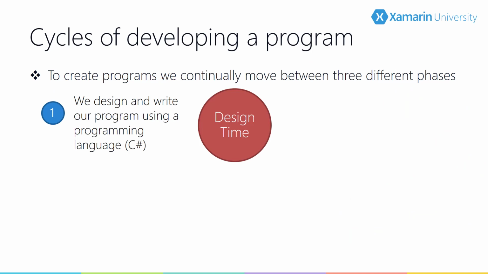So when we create software, we tend to move through different phases. The first phase is design time. This is where we're actually writing C# code to build our application. So this will consist of logic that starts the application, that displays a login screen, whatever it is, this is what we're writing to build our software.